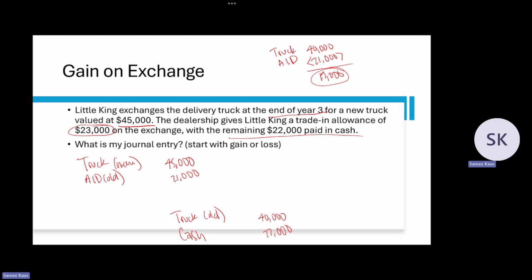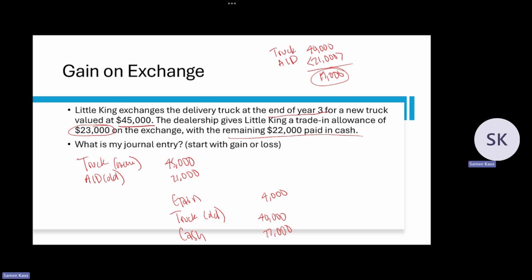So when I do this and when I book this journal entry, it looks like I have 66,000 in debits, but I only have 62,000 in credits. So how do I make this journal entry balance? Well, I need a $4,000 credit. And again, I know gains operate just like revenues. And I know revenues have a normal credit balance. So all of a sudden, I've just solved for my gain.